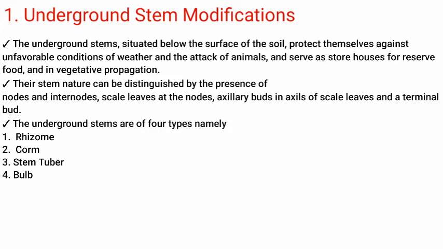Underground stem modifications are of four types, such as rhizome, corm, stem tuber, and bulb. I am repeating again: rhizome, corm, stem tuber, and bulb. Let's see about rhizome.